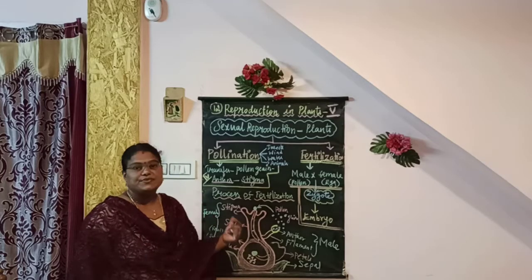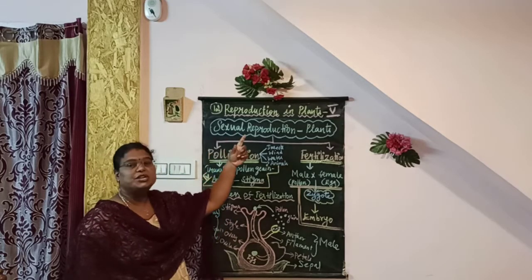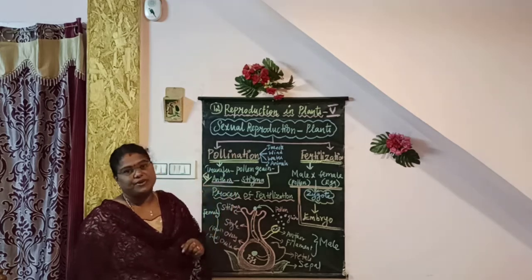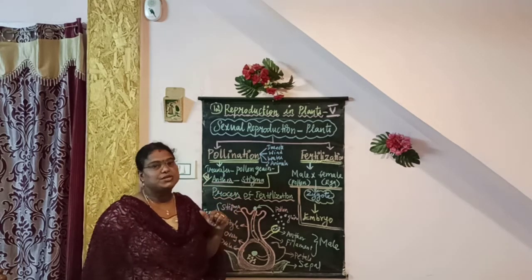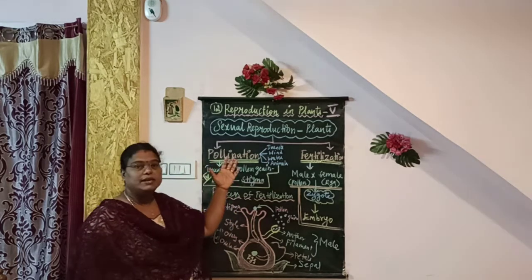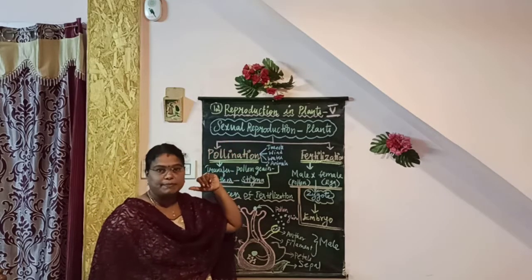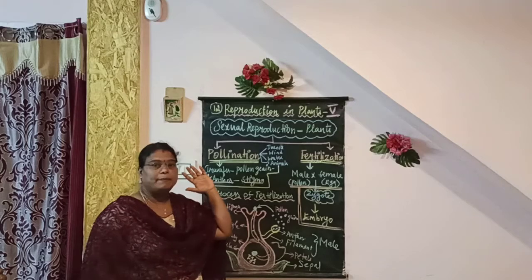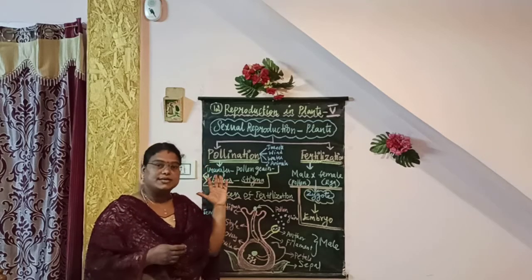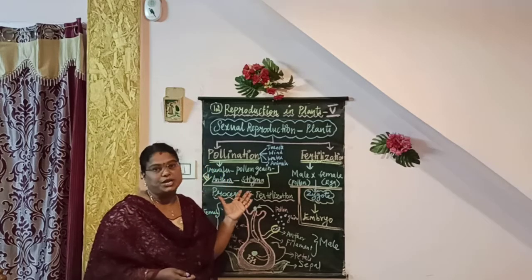Children, in this video we are going to see reproduction in plants part 5. This is the last part in this chapter, and in part 5 we are going to discuss sexual reproduction in plants. And children, in part 4 we studied about pollination.